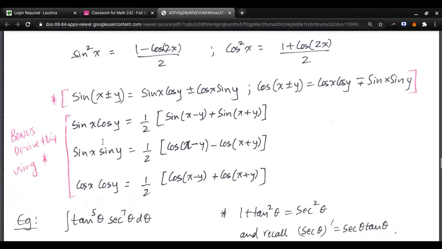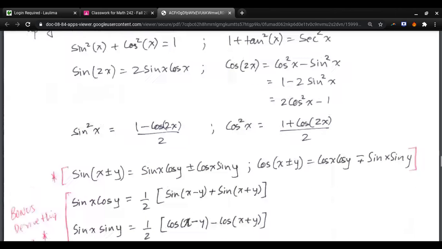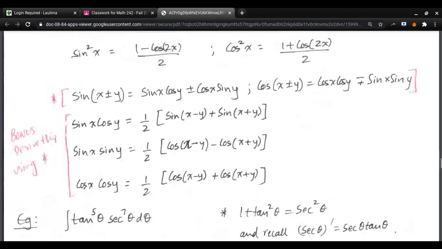Then you have this other useful formula for sin x times cosine y, and sin x times sine y. Bonus question: these can be derived using this relation marked by the star. So go ahead and try this. It's pretty easy to derive this equation. Okay, so these are just some results that you should know.